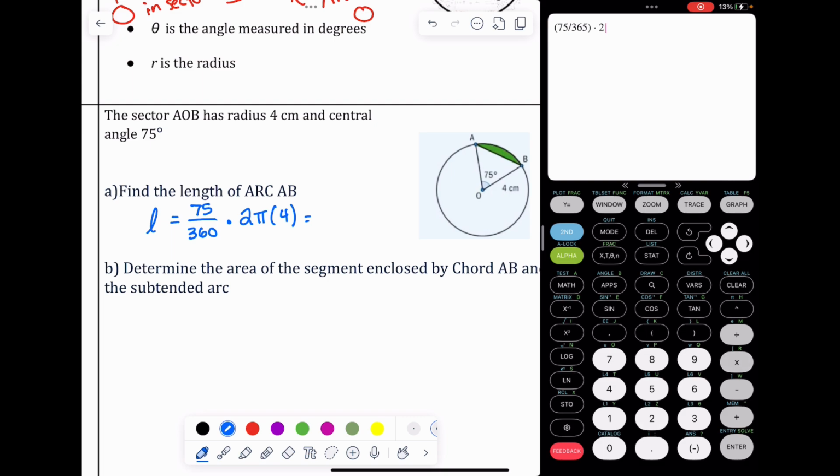times 2, we always want to use the pi button, which is, if we hit second and then pi, let me check a physical calculator to make sure it's in the same spot. Yes, it is. It's in the same button as the exponent, only you have to hit second first. And then r is 4. So we've got 5.16 when we're rounding to 3 sig figs. So 5.16 centimeters, since we are given units on this one. All right.